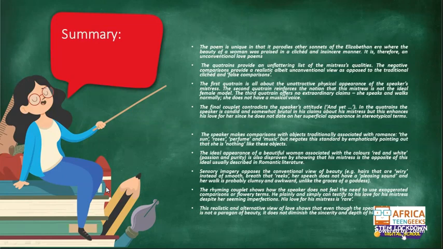Okay, so the first quatrain is all about the unattractive physical appearance of the speaker's mistress. The second quatrain reinforces the notion that the mistress is not the ideal female model. The third quatrain offers no extraordinary claims. She speaks and walks normally. She does not have a musical voice. Okay, so from quatrain 1 to quatrain 3, he's just expressing how normal this woman is.